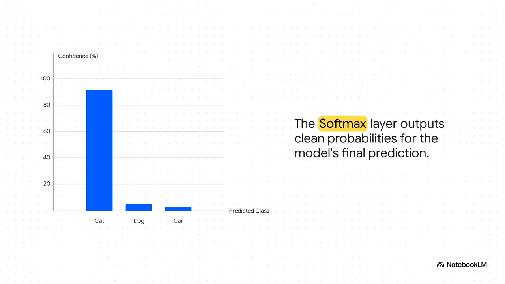So after all that training, what does the output actually look like? Well, just like this. That softmax layer gives us this beautiful, clean bar chart. You can see that huge spike for cat, telling us the model is 92% confident that it is looking at a cat. Pretty cool, right?